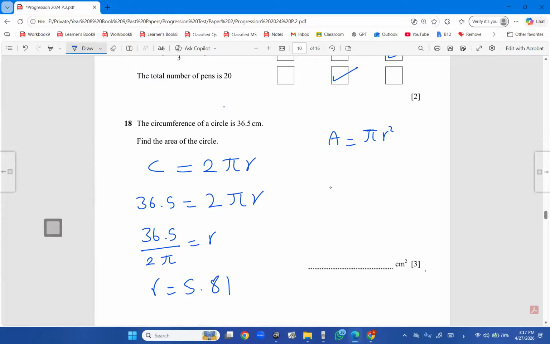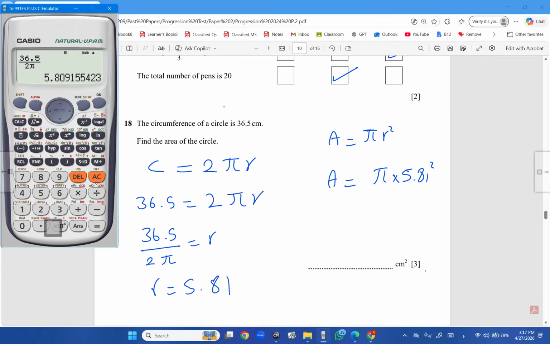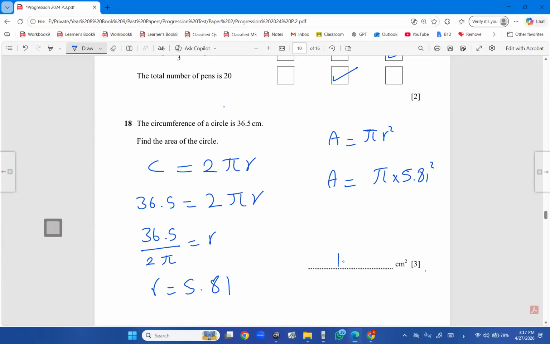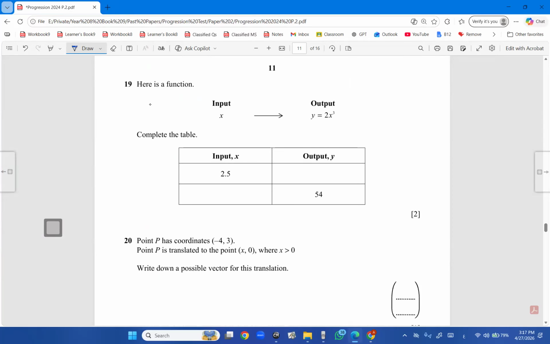Going into the area, A equals pi times 5.81 squared. Go back to the calculator and do this. Pi multiplied by 5.81 squared gives you 106.05, because the 4 would round up to 5. So 106.05. If you go to the mark scheme, you're going to find that this is within the accepted range that they provided. Question 19 here says to you, the input is 2.5.